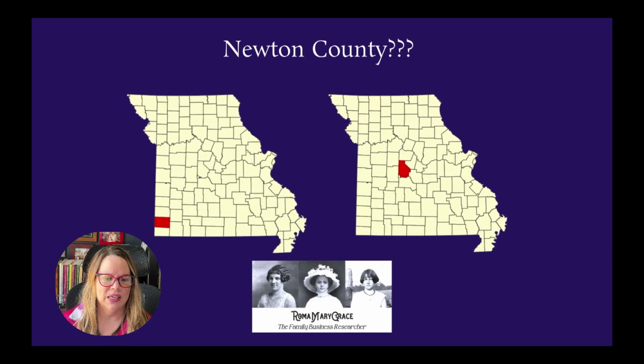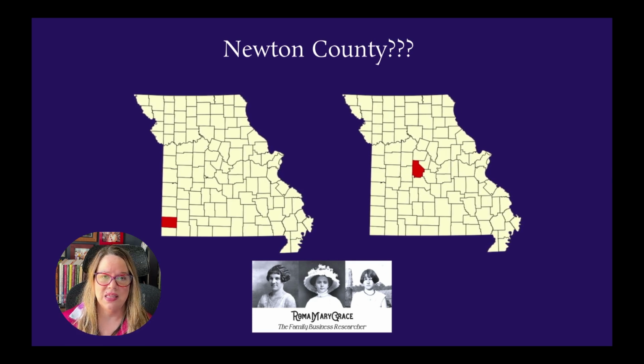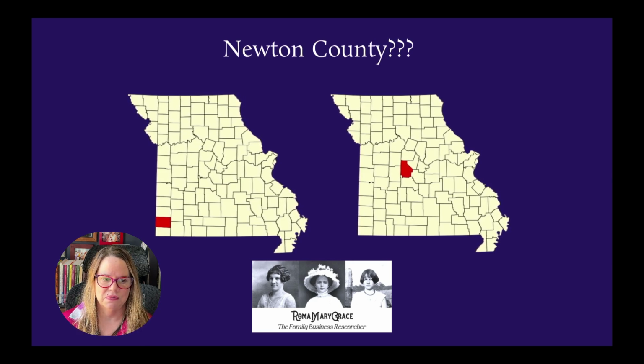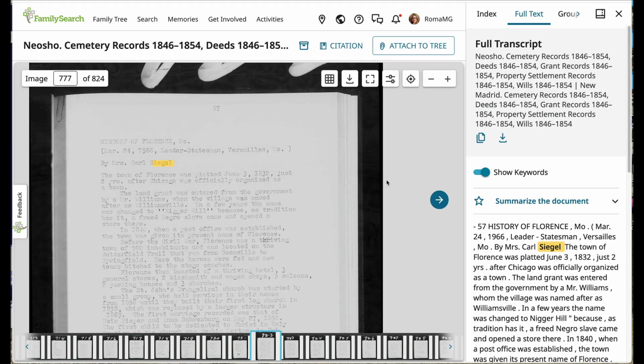I want to see if I can figure out why Roma's article is listed in these Neosho records. For that, we need to go back to the source. So we want to see what this record is actually in, and the way we do that is to go to the grid.